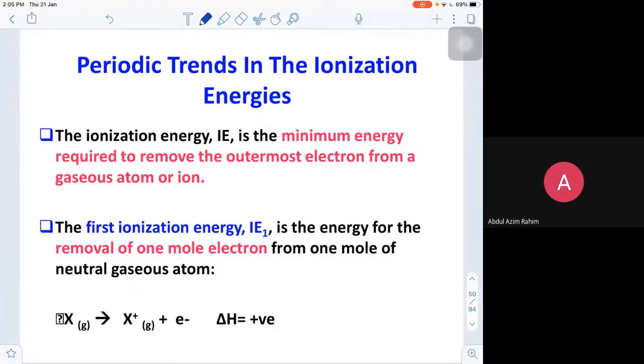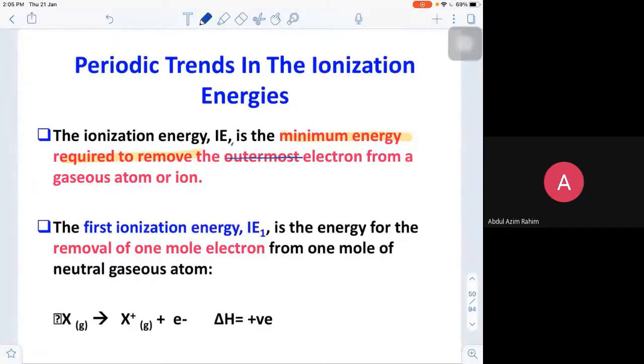So this is the third one. Ionization energy is defined as the minimum energy required to remove the outermost electron from a gaseous atom or ion. However, this definition is not complete. If we look at the textbook, it is the energy required to remove 1 mole of electrons from 1 mole of gaseous atoms or ions. So we have to have this 1 mole.